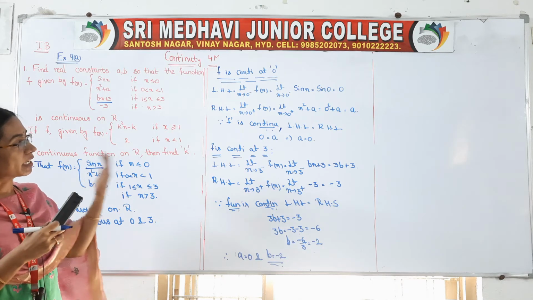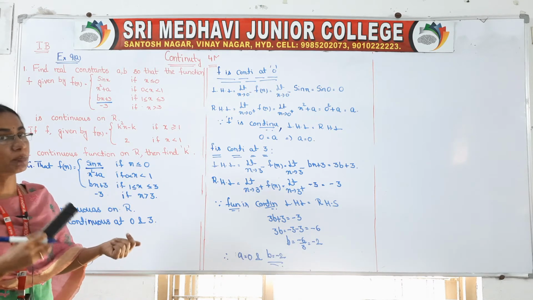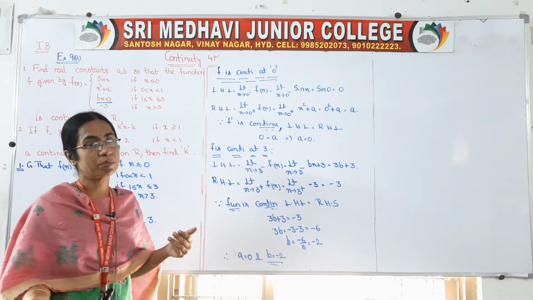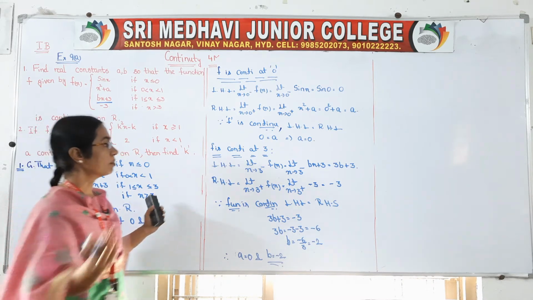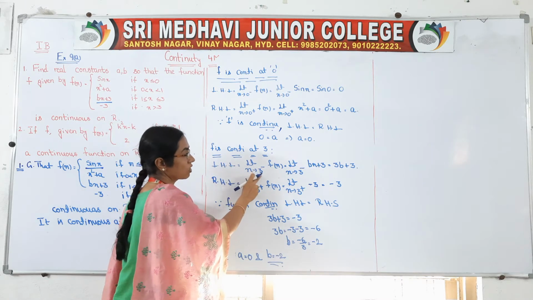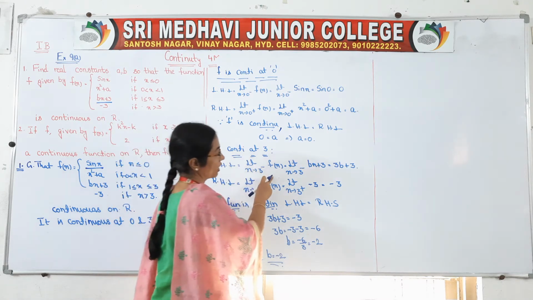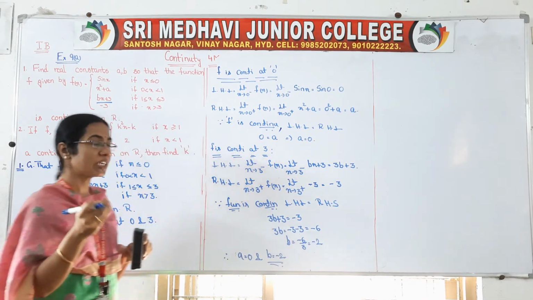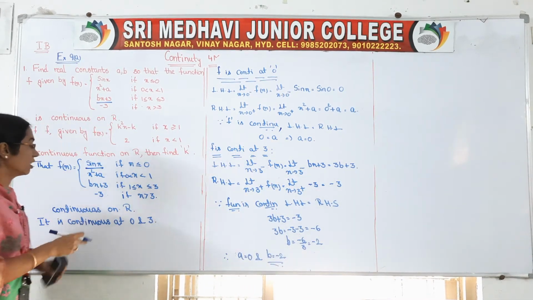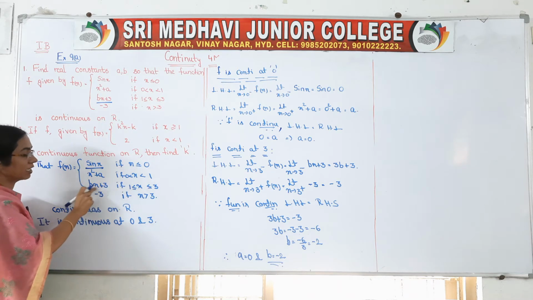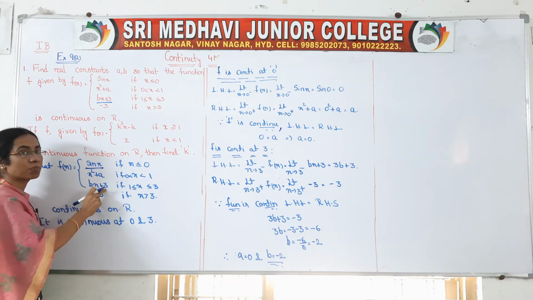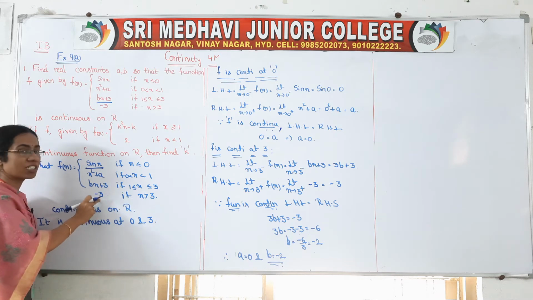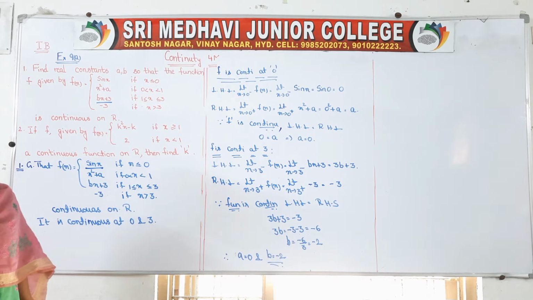Next, you take f is continuous at 3. That means left hand limit at 3 is equal to right hand limit at 3. So left hand limit at 3 means limit x tends to 3 minus f of x. If value is less than 3, right? So how is the function defined? The function is defined as bx plus 3, right? If value is greater than 3, how is the function defined? It is minus 3, right?